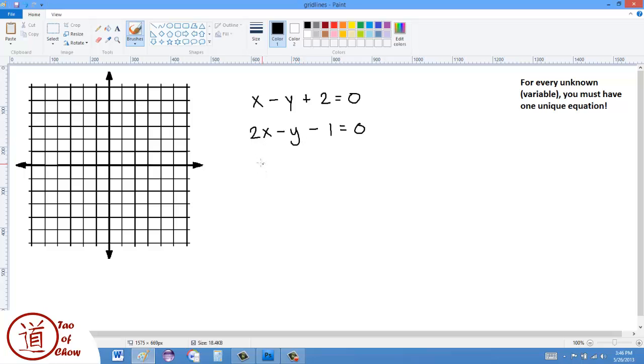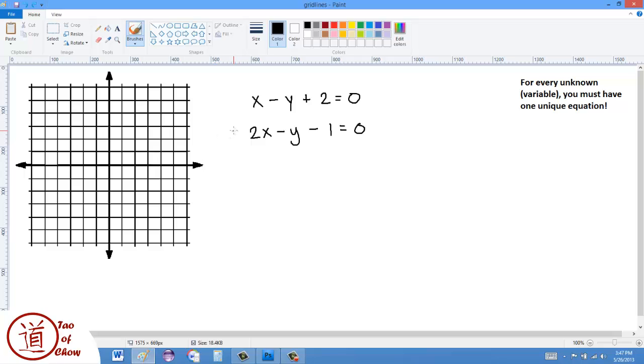So if I said, for instance, x was equal to 0, then I'd have 2 times 0 minus y minus 1 equals 0, and 0 minus y is equal to 1, and negative y is equal to 1, which would mean that y is equal to negative 1. Right away, as soon as you set one variable, then the other variable can be found as well. But you can't do that unless you know what the other variable is.